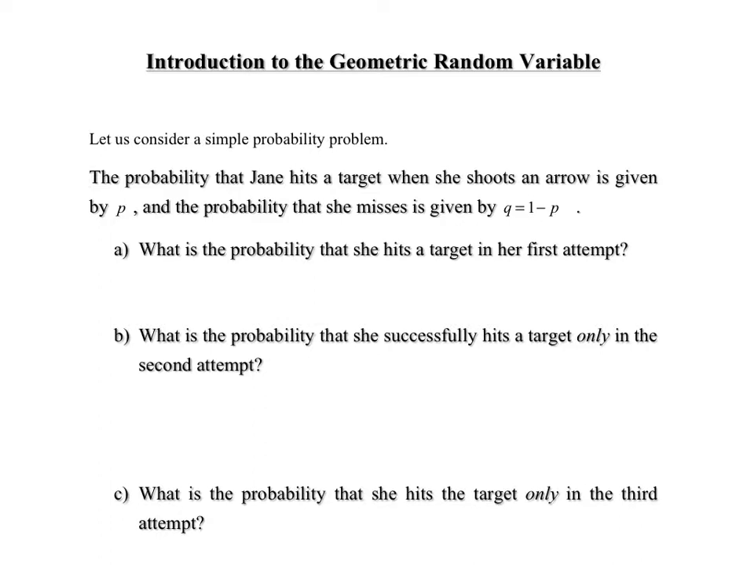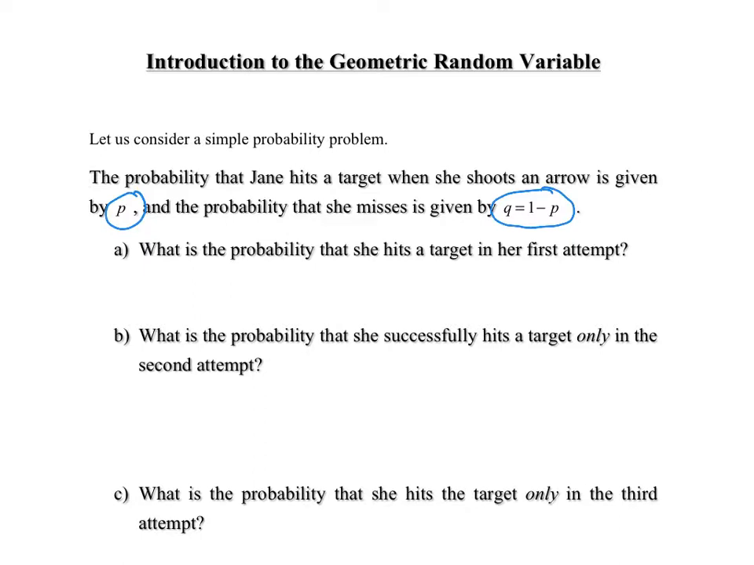Let's consider a simple example. The probability that Jane hits a target when she shoots an arrow is given by P, and the probability that she misses is given by Q equals 1 minus P. What is the probability that she hits a target in her first attempt?